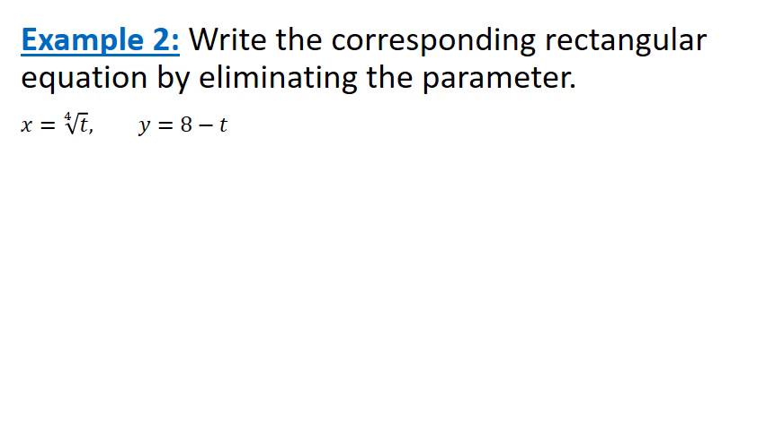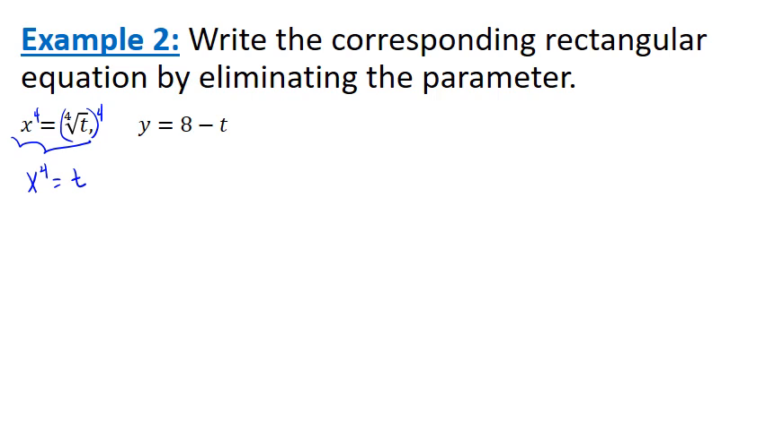So here is an example. It says write the corresponding rectangular equation by eliminating the parameter. You can choose either equation to solve for t, but sometimes one is easier than the other. So I'm going to choose this equation here to solve for t. In order to do that, I'm going to raise each of these to a power of 4. And I'll find that x to the 4th is equivalent to t.